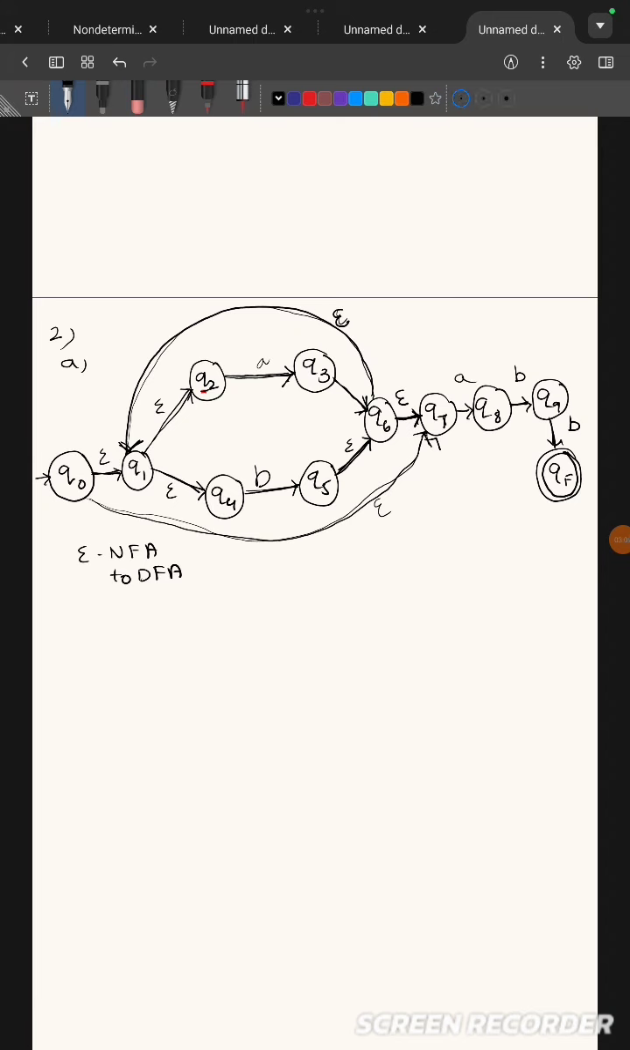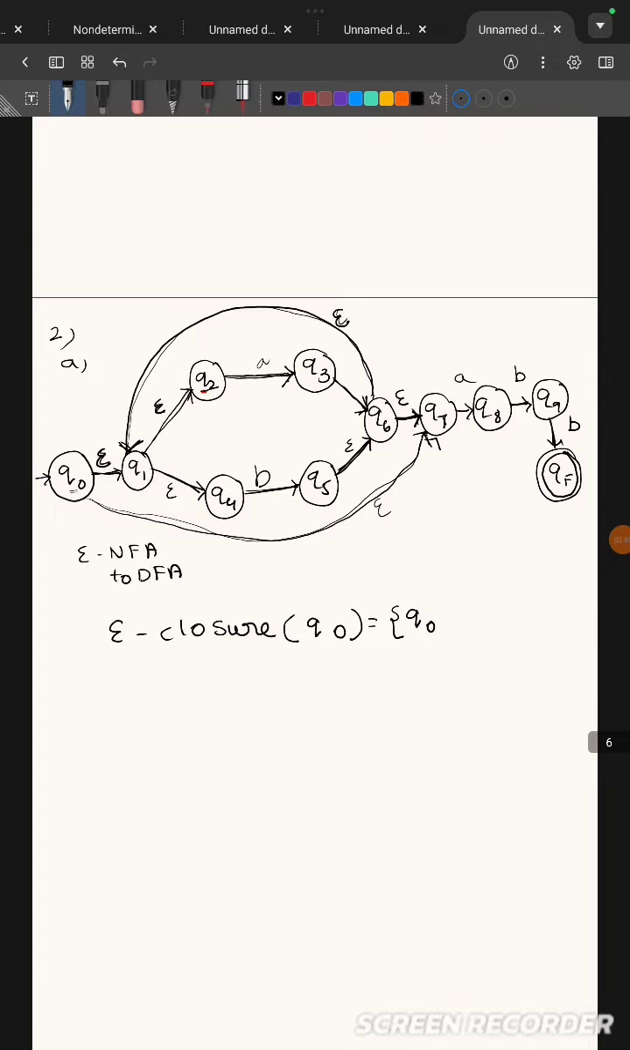Okay, so the first step for finding the DFA for this given epsilon NFA, you have to find the epsilon closure. Okay, what is epsilon closure? We have to start with the initial state Q0. Which all the states that are reachable from Q0 by just reading epsilon, those states are said to be in the epsilon closure of Q0. For example, every state will have its own state in its epsilon closure. Epsilon closure of Q0 will definitely contain Q0, because by reading nothing we can stay in Q0 itself, right?